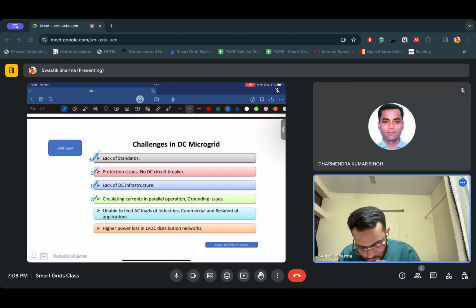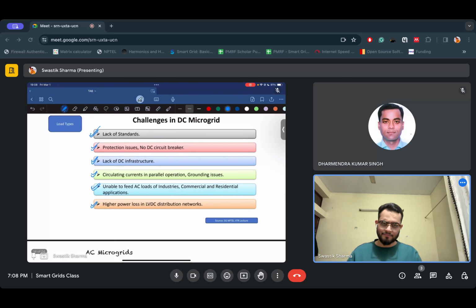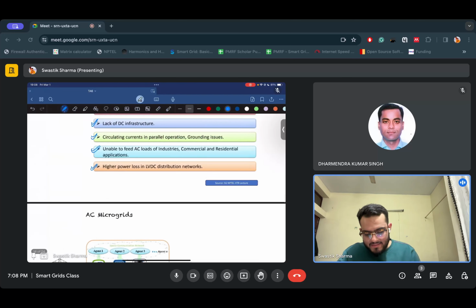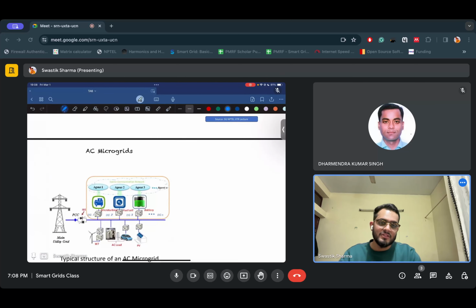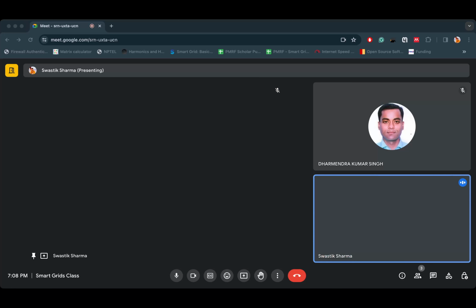Circulating currents are generally those currents which revolve back and forth. And all the industrial loads, 90% of industrial loads, are still AC. These are inductive loads, and inductive loads are generally AC in nature. DC won't be able to feed these AC loads unless there is a converter in place. Last, there is a high power loss in low voltage DC distribution networks. So these are some things which hamper the growth of DC right now, but we still have AC based microgrids.